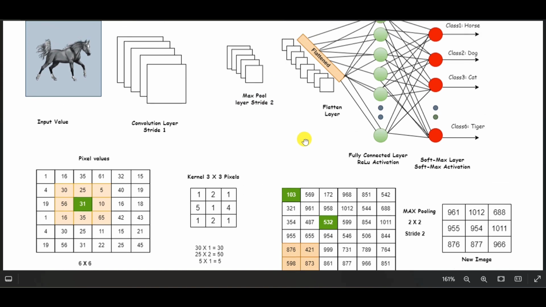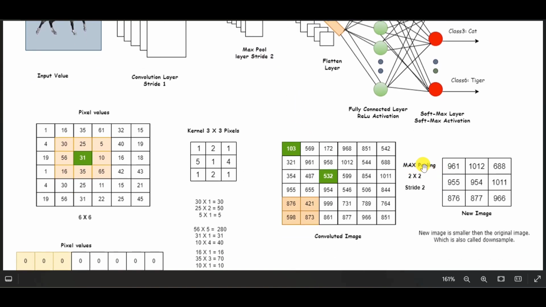But max pooling is quite famous, and that's the reason we are taking max pooling here, and we will see that. Here the max pooling is applied 2 by 2, and there is a stride of 2 also. I'm going to explain what a stride of 2 is. Since we are applying 2 by 2 max pooling, let's take an example of this one.